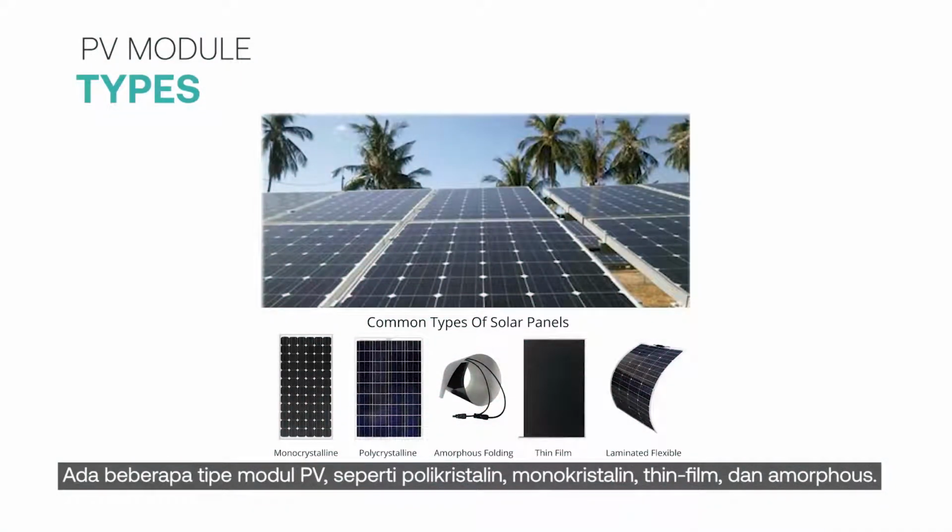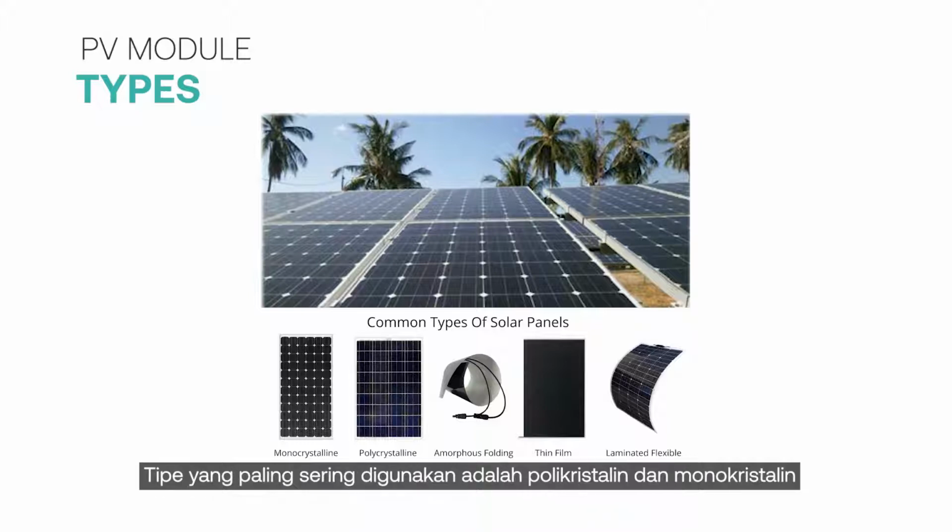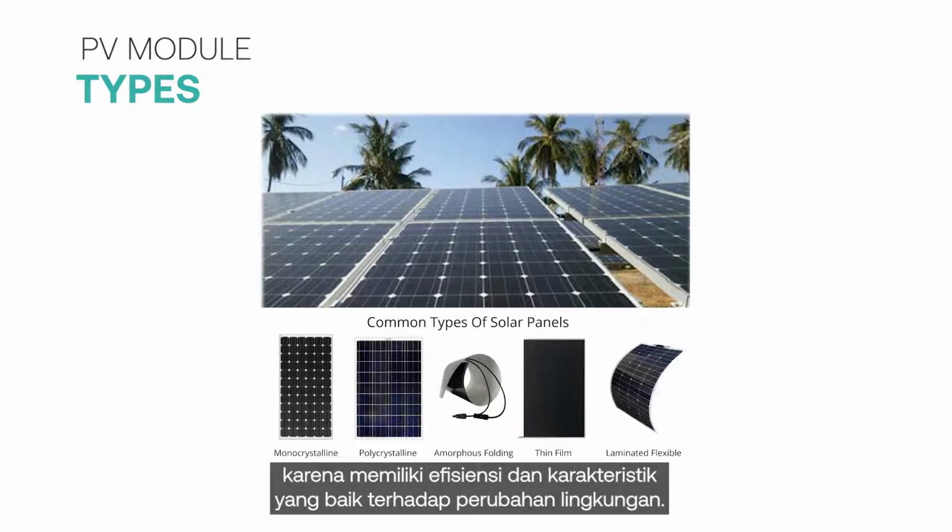There are several types of PV modules, such as polycrystalline, monocrystalline, thin film, and amorphous. The most used types are polycrystalline and monocrystalline because they have good efficiency and characteristics to environmental changes.